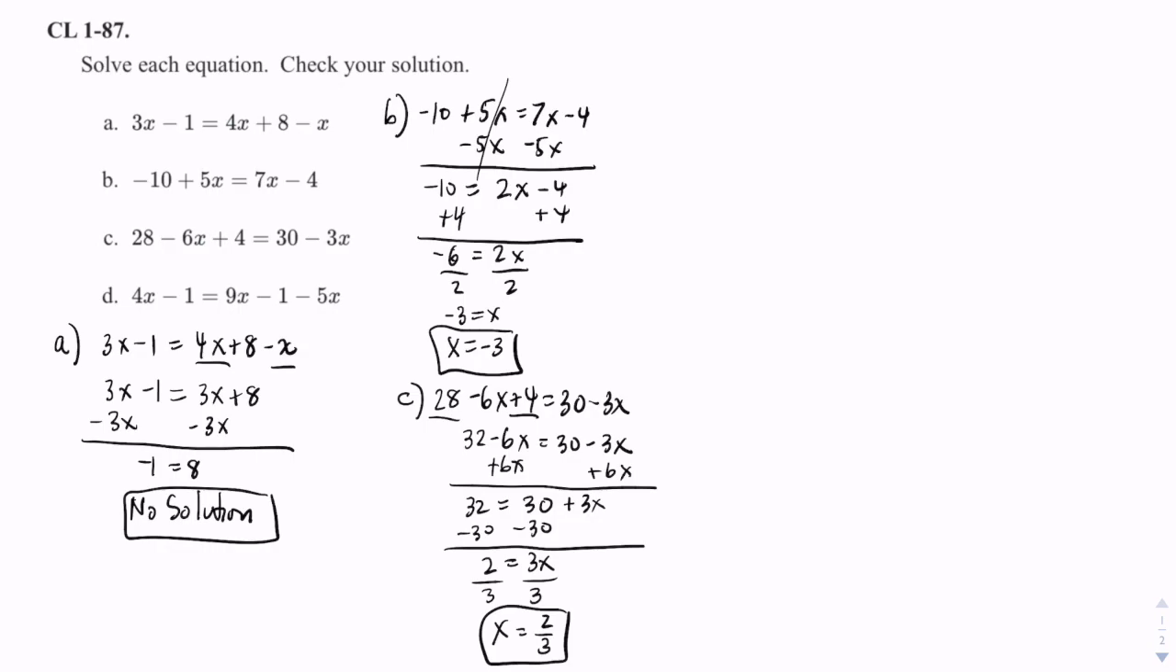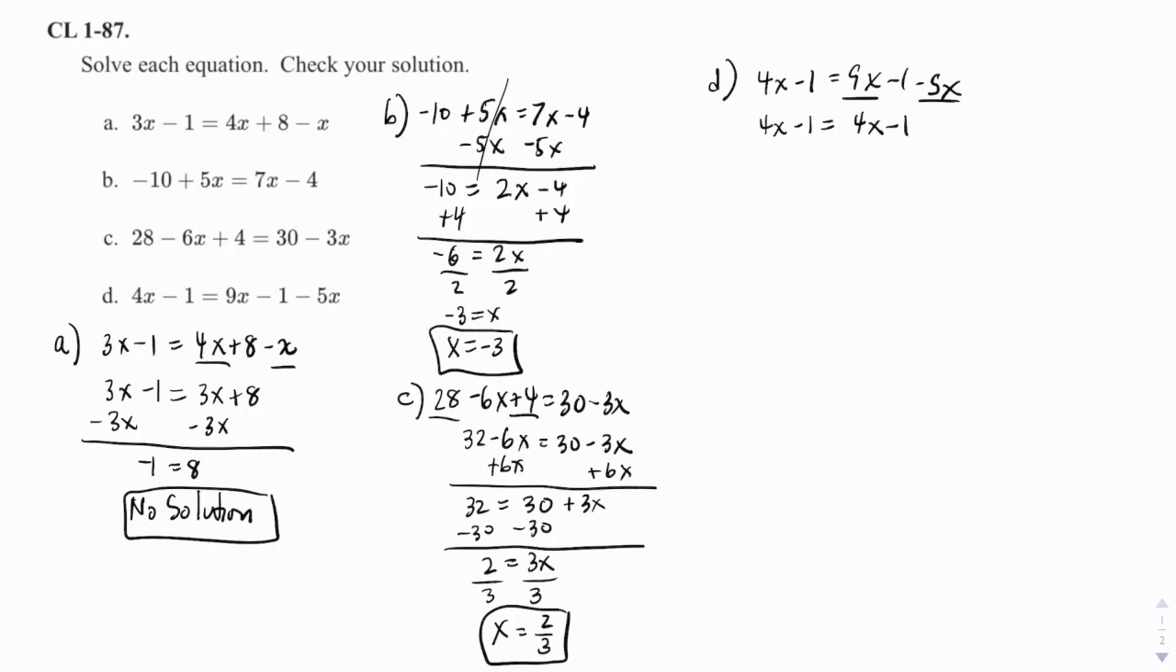And for d, we have 4x minus 1 equals 9x minus 1 minus 5x. I'll combine my like terms. So I have 4x minus 1 equals 9x minus 5x, which is 4x minus 1. Now, I could look at it right now and see the left-hand side and the right-hand side are identical. And we could stop and say that clearly any value you put in for x is going to make it true.